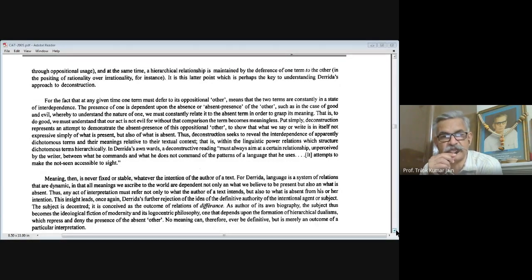becomes meaningless. But simply, deconstruction represents an attempt to demonstrate the absent presence of this oppositional other, to show that what we say or write is not expressive simply of what is present but also of what is absent. Thus, deconstruction seeks to reveal the interdependence of apparently dichotomous terms and their meanings relative to their textual context, that is, within the linguistic power relations which structure dichotomous terms hierarchically.